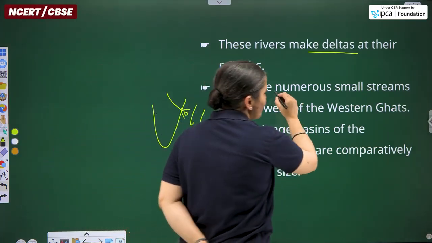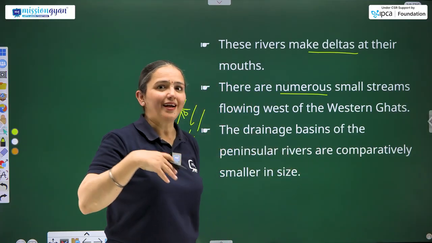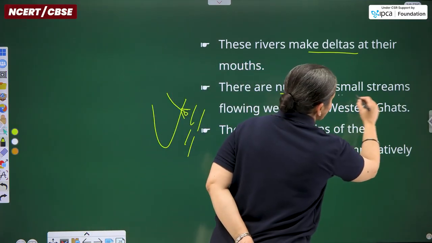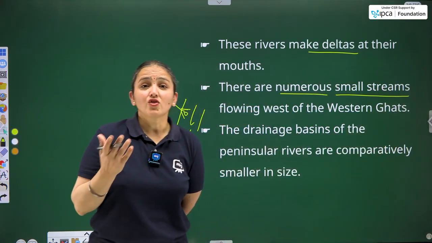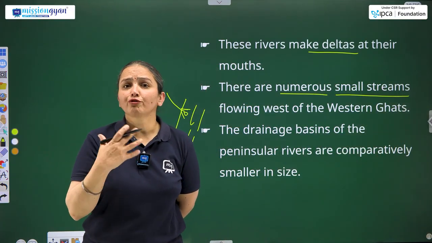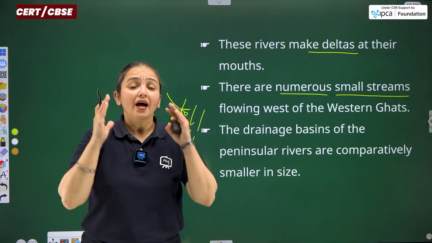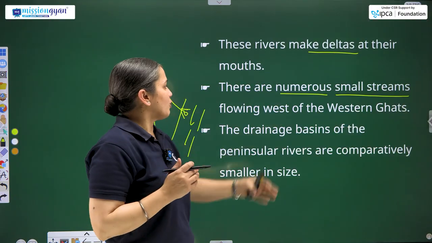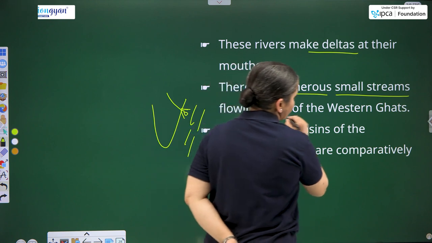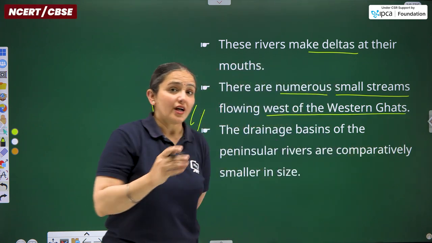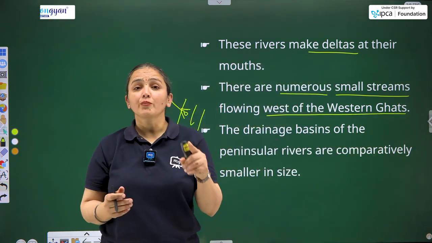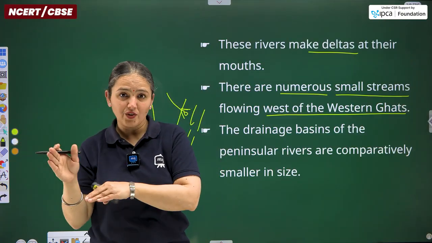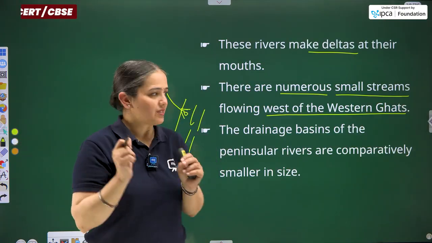Then there are numerous, I won't say countless, but good in count, small streams. Again, streams are the passages or the flow of water, but not having the quantity of water in bulk. So there are numerous small streams flowing west of the Western Ghats. There are certain streams that originate from the Western Ghats, and they do flow towards the western part of the Western Ghats. It means towards the Arabian Sea itself.